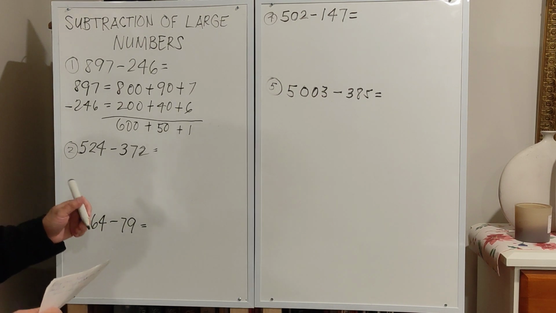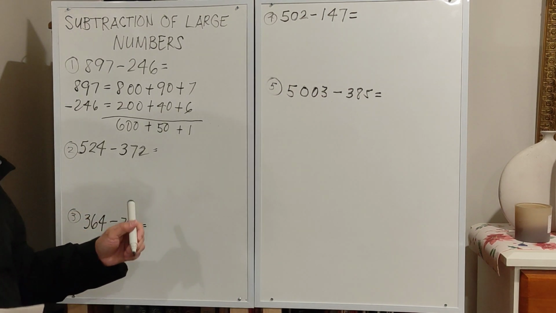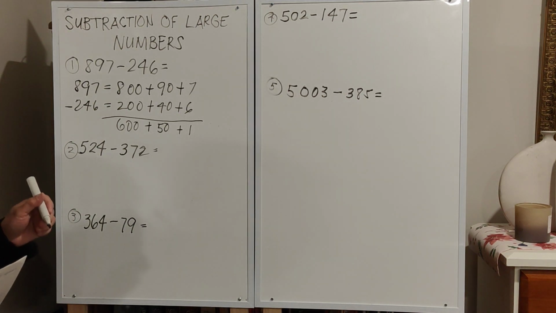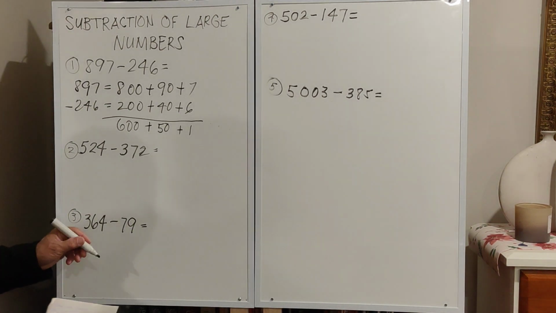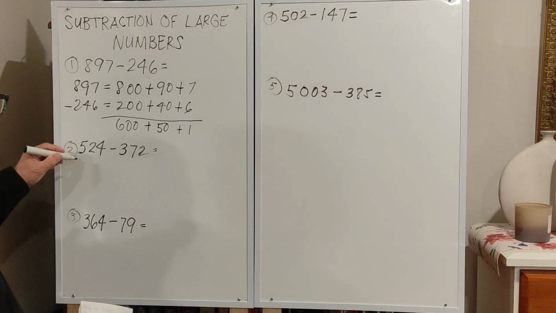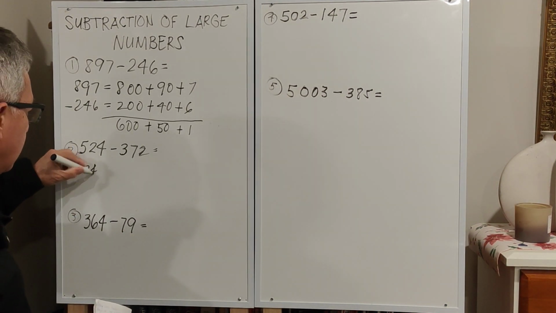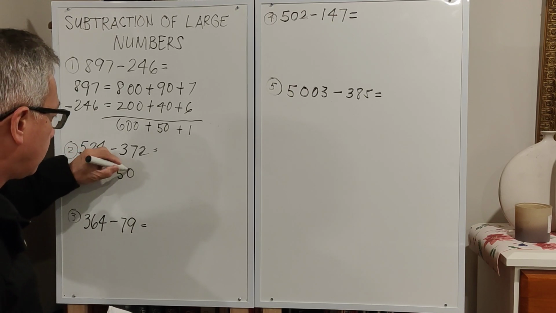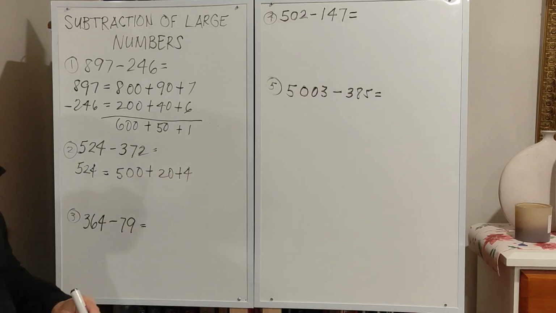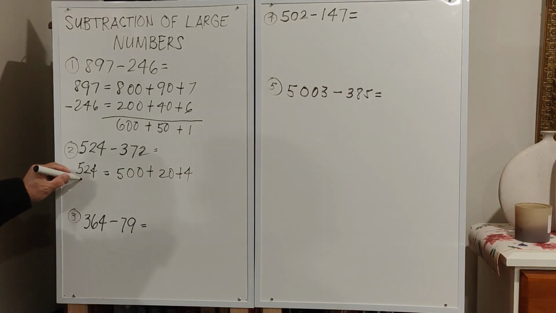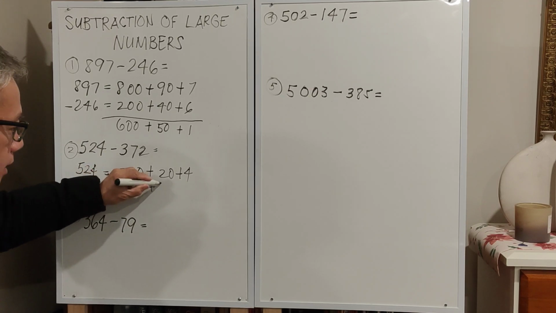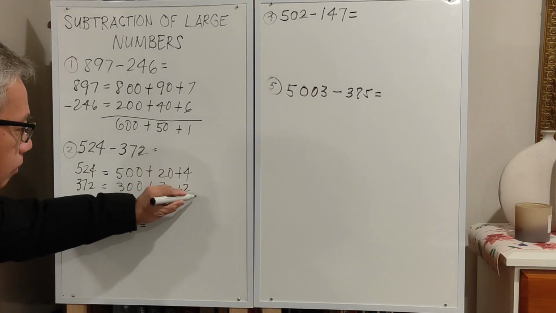Sometimes the digit at the bottom is larger than the digit at the top. So if this happens, we must borrow from the next digit on the left. For example, 524 minus 372, we expand again. 500 plus 20 plus 4. 372 is 300 plus 70 plus 2.